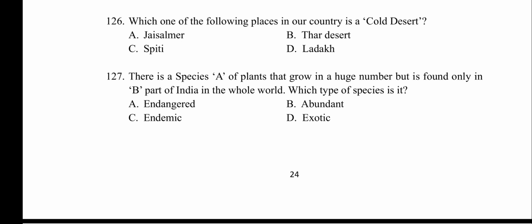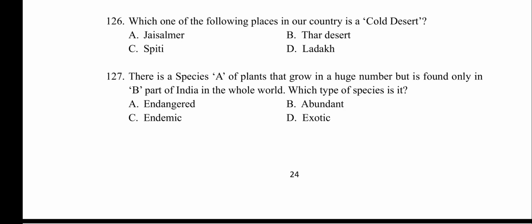Now there is a species A of plants that grow in huge number but is found only in B part of India in the whole world. Which type of species is it? Endangered, abundant, endemic, exotic? So here the best option is endemic species, which means it is found only in that particular location.